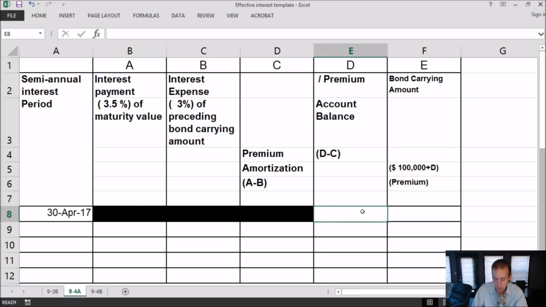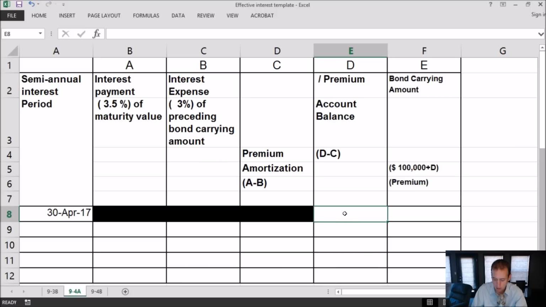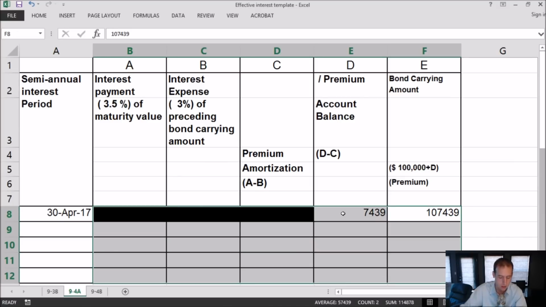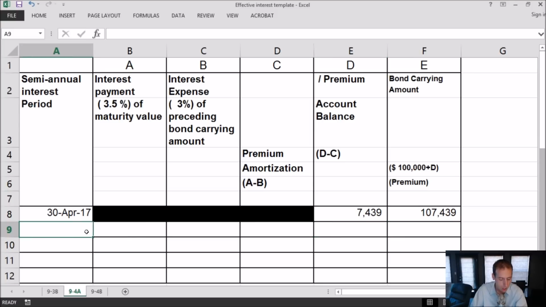However, we do have a premium account balance. What's our premium account balance? Well, let's look at our journal entry. It's the amount we got paid above the face value of the bond. It's $7,439. And what's our bond carrying amount? $100,000 plus D. It's $107,439. It's really the amount we got paid for our bond. I know it's going to do some rounding things, so let me head it off at the pass. I want everything rounded to the nearest dollar here. So that was April 30th. That was our issuance of the bond.